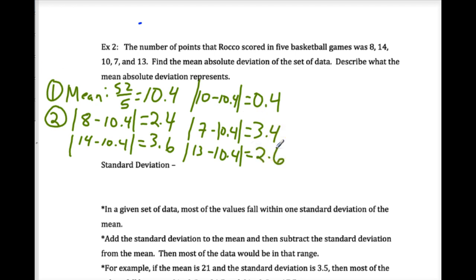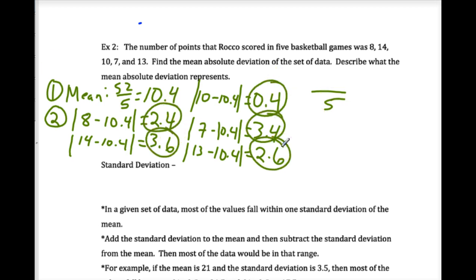So that's how far he was away from the average on all of his games. We need to find the average of those numbers now. Again, we're going to divide by 5. Add up your 5 numbers that you got when you subtracted your mean from each piece of data. What was the sum of all that? 12.4. That's the sum. Divide by 5. That's 2.48.